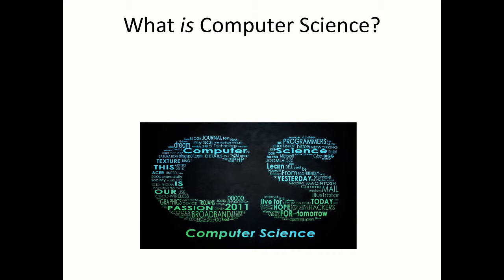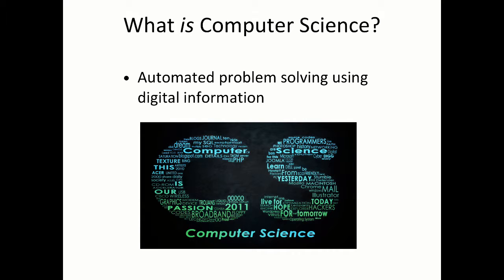So what is computer science? Computer science is the study of automated problem solving using digital information. So other areas of science might be concerned with problem solving in the world, for example, engineering or robotics. With computer science, we're particularly interested in using digital information, so information that can be stored in a computer and encoded as zeros and ones, which is known as binary.